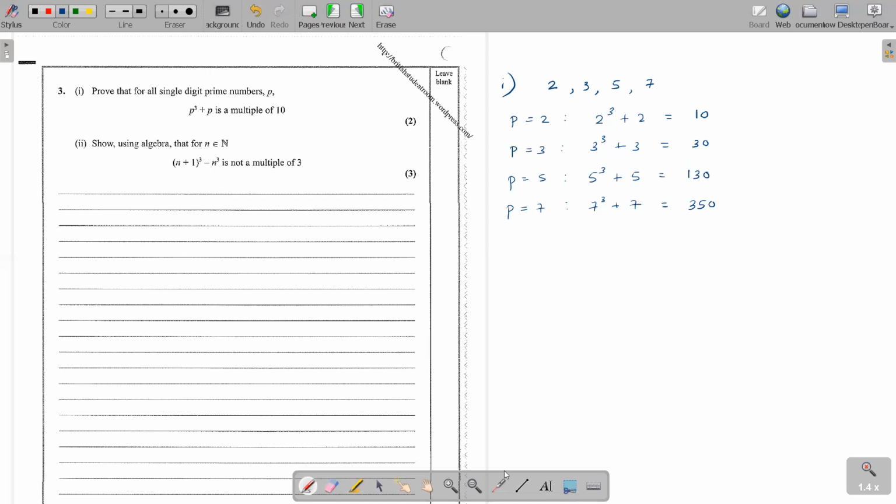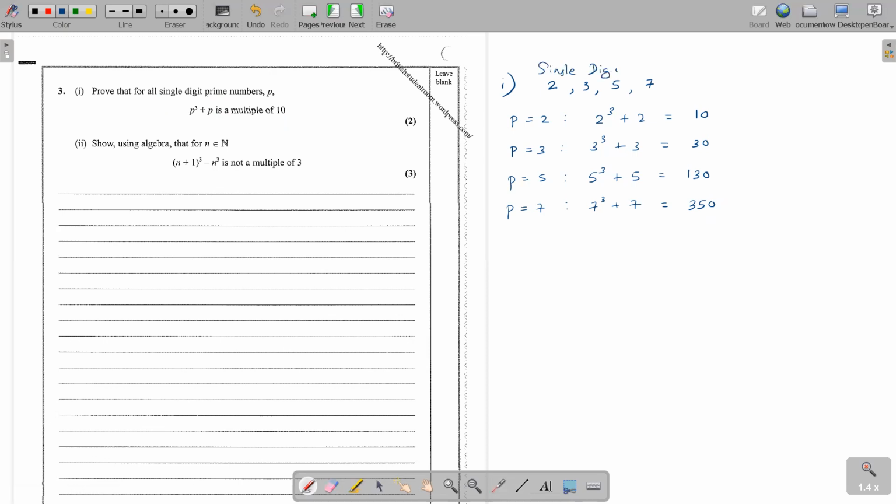So what do we need to prove? We need to prove that for all the single digit prime numbers, it's a multiple of 10. So very clearly we can see that in all these 4 cases, you have multiples of 10, right? So all are multiples of 10, okay? So these are the single digit prime numbers.